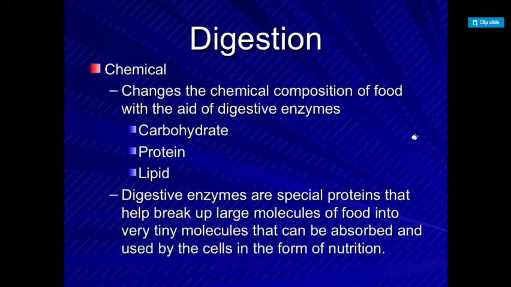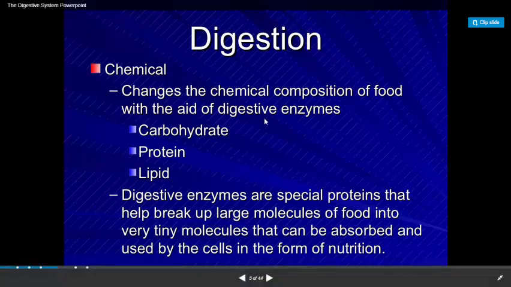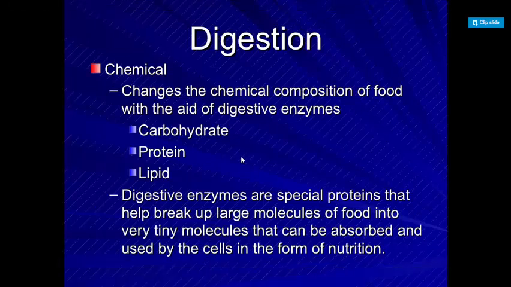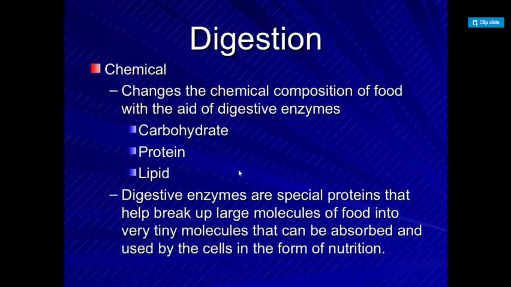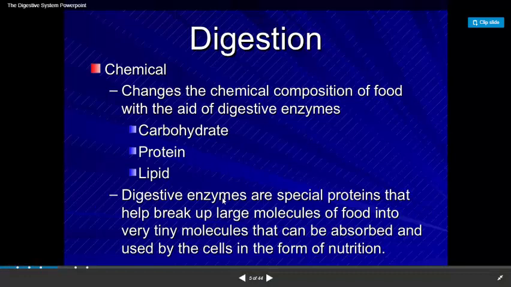What happens during chemical digestion? These three things that we just mentioned, the carbohydrates present in bread, rice, and pasta, the proteins present in meat, eggs, and milk, and lipids present in oils and butter, all of this is going to be transformed into the actual things that your cells need. The digestive enzymes, which are, as I said, the chemicals, are special proteins that help break up larger molecules, as in carbohydrates, proteins, and lipids, into tiny molecules that can be absorbed and used by the cells in the form of nutrition.